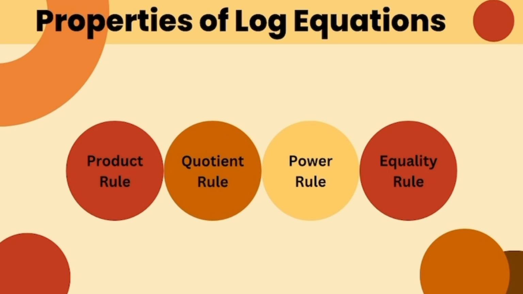Now, the main thing that we're going to go over are these four rules: the product rule, the quotient rule, the power rule, and the equality rule. We are first going to look at the product rule.